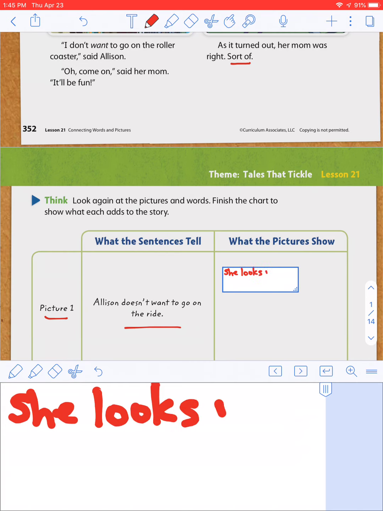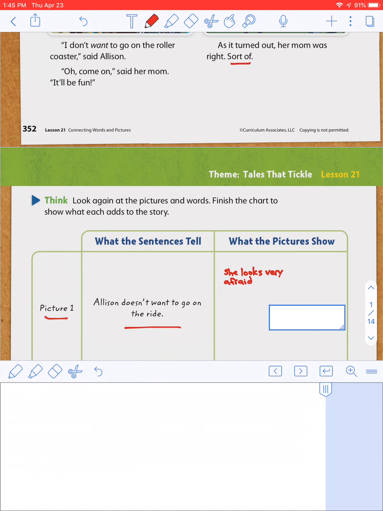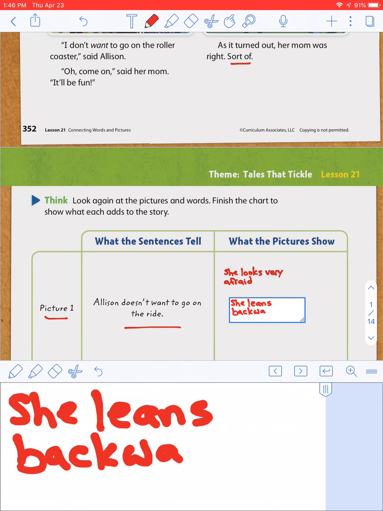She looks very afraid. Okay, we can also say that, I'm going to move my box over here. We can also say she leans back. And as a reader, I know that when somebody's leaning backwards away from something, they definitely don't want to do it.